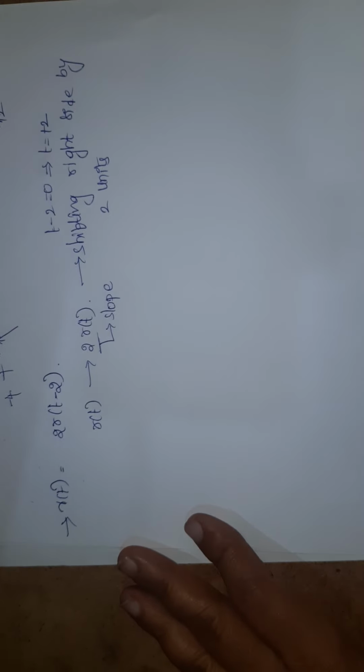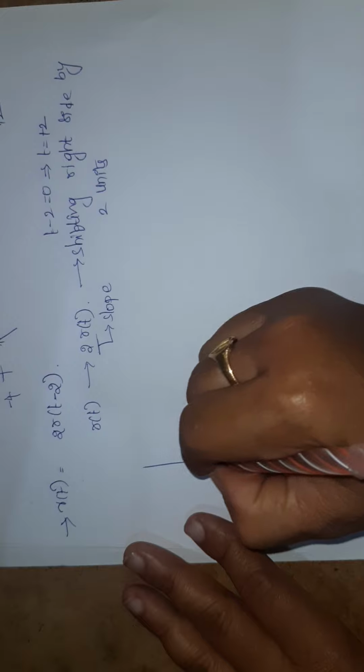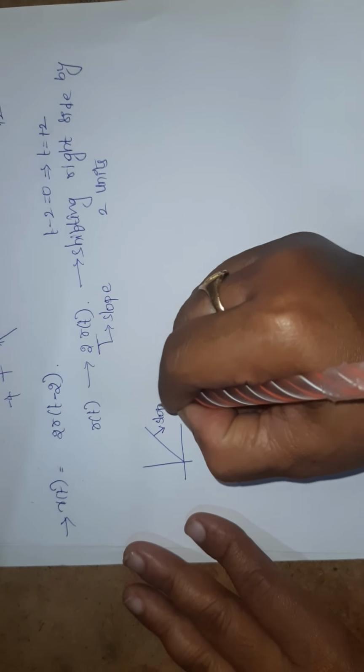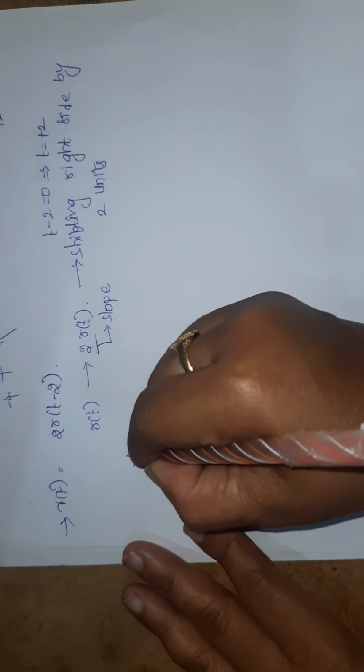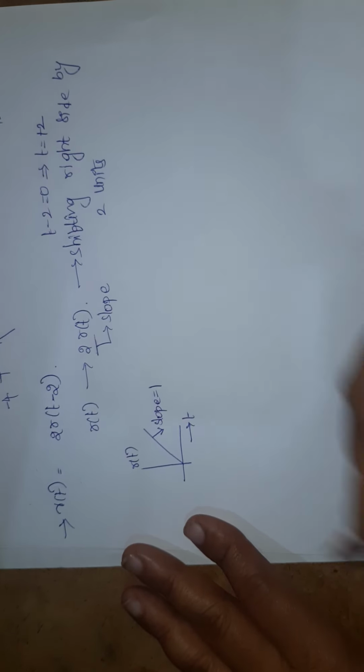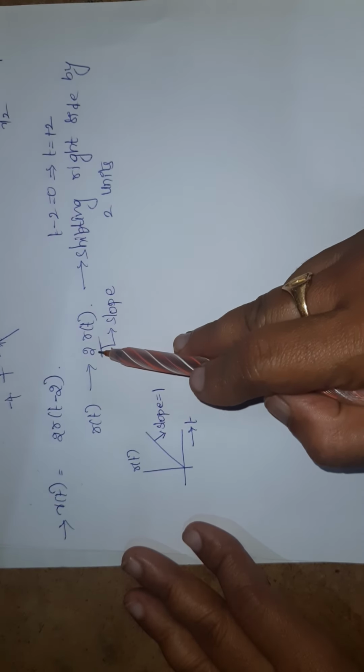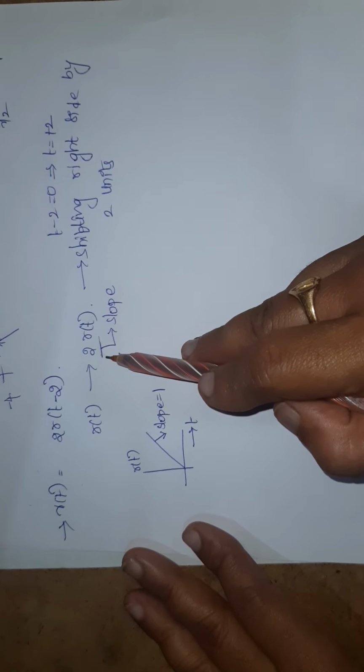Okay. See, first this is r of t, which is having slope 1, and this is the time axis. Next we have to get the slope 2, plus 2 slope.